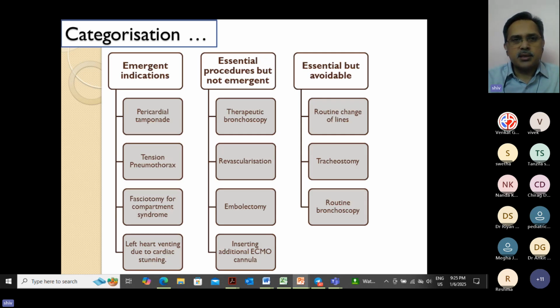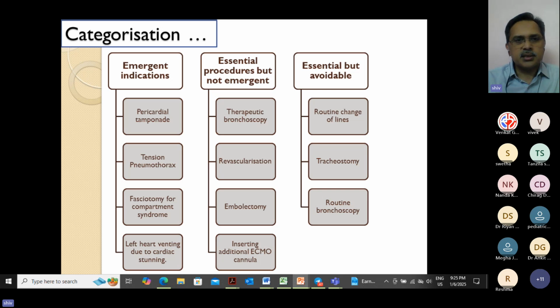And like I said, there are different types of procedures. One is the emergent indications, where these procedures are extremely important to keep the patient alive and also to make sure the ECMO works well. So if you have a huge pericardial tamponade or a tension pneumothorax, you're going to have problems with flows and you'll not be successful in carrying on with the ECMO treatment. And that might significantly impact outcomes. So these are called emergent indications where you cannot waste too much time and you'll have to go ahead and do these procedures in order to be successfully coming out of ECMO.